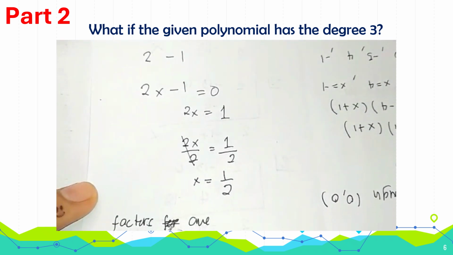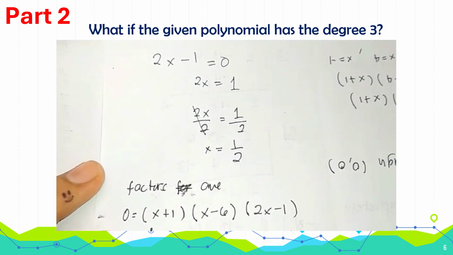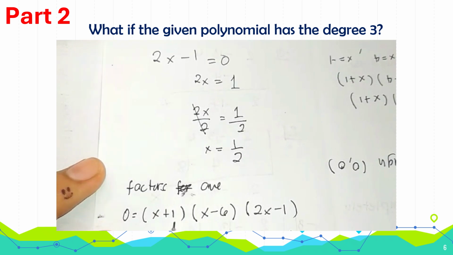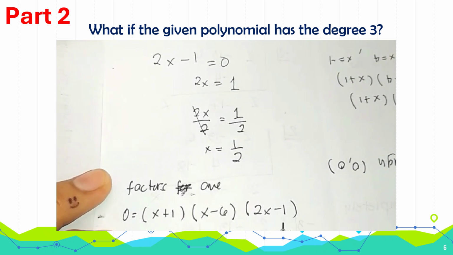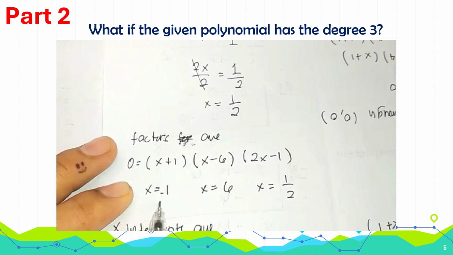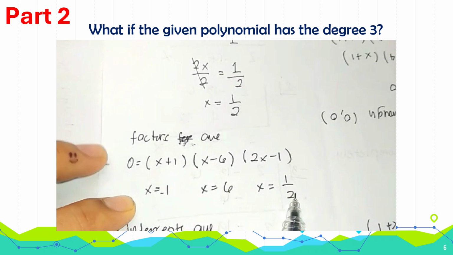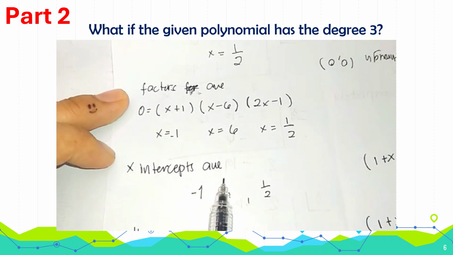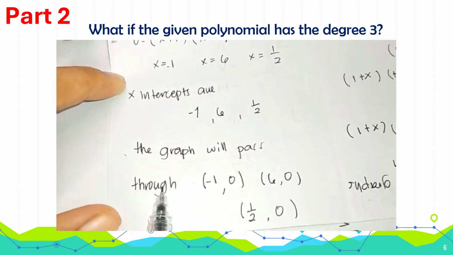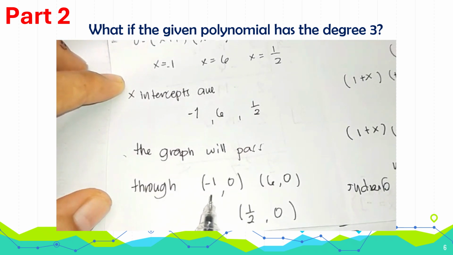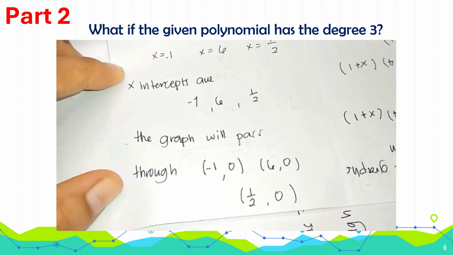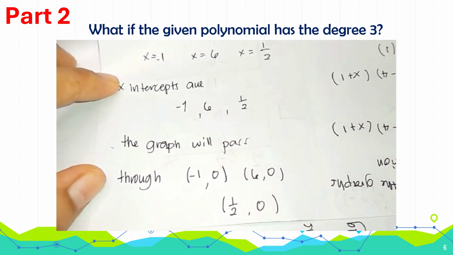Therefore, the factors, what we have earlier, are x plus 1, x minus 6, and 2x minus 1. So we have the values of x as x is equal to -1, x is equal to 6, and x is equal to 1/2. So the intercepts are -1, 6, and 1/2. So we say that the graph will pass through the points (-1, 0), (6, 0), and (1/2, 0).